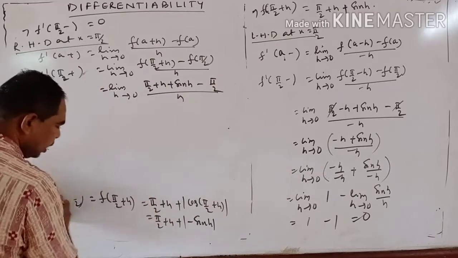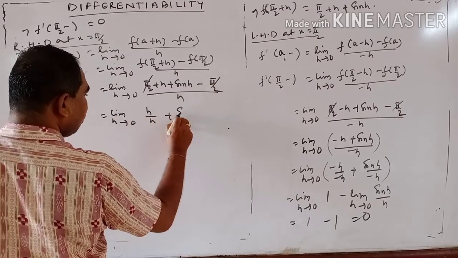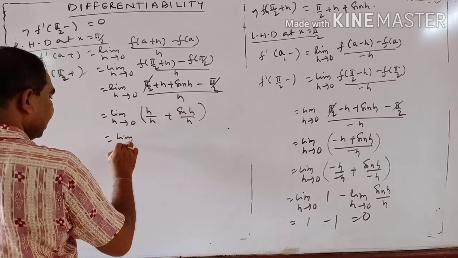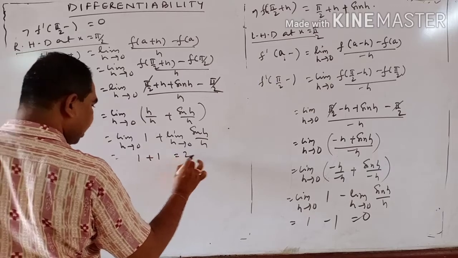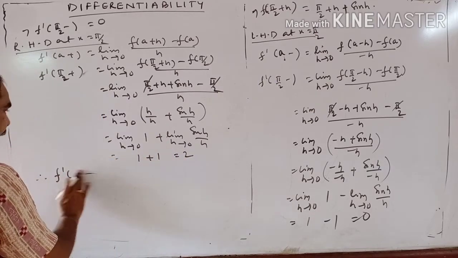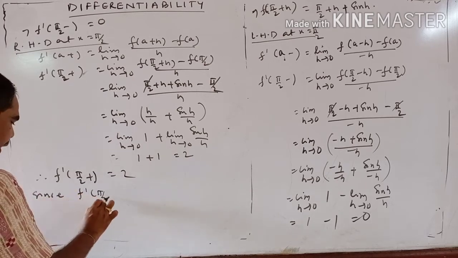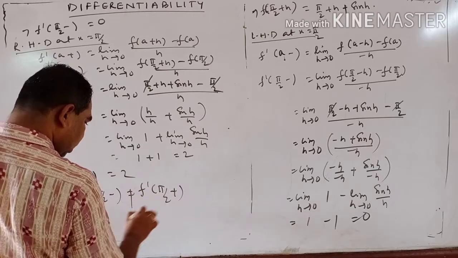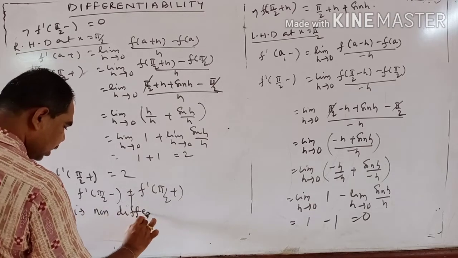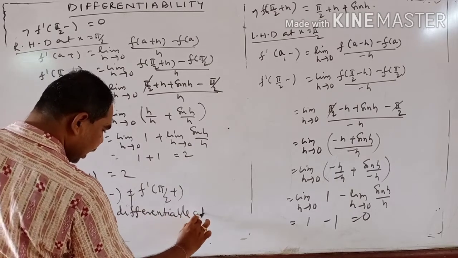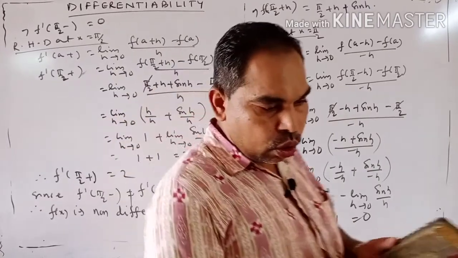So pi by 2 cancels. So this is limit h tends to 0 of h by h plus sin h by h, which is equal to limit h tends to 0 of 1 plus limit h tends to 0 of sin h by h. So this is equal to 1 plus 1, which is 2. Therefore f dash pi by 2 plus is 2. Since f dash pi by 2 minus is not equal to f dash pi by 2 plus, therefore f of x is non-differentiable at x is equal to pi by 2.